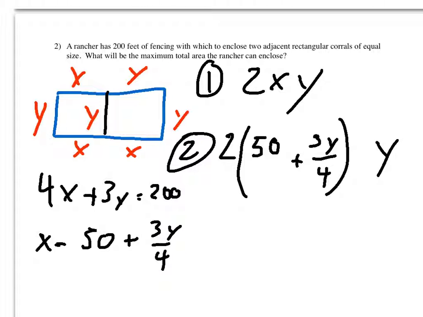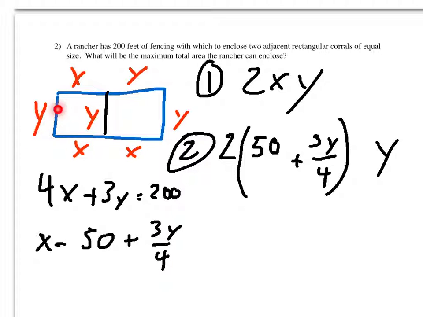What is the maximum total area that the rancher can enclose? So in step 1, we're going to write the area formula. The reason I have 2x times y, area is x times y. So this is y, and this would be the x of only one of the little rectangular corrals. So since there's two rectangular corrals, I put 2x.